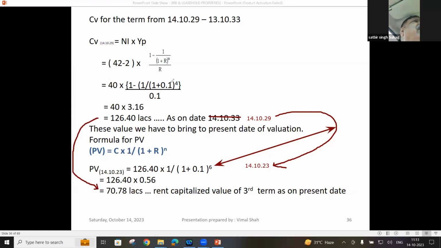So now this is the rent capitalized value of the third term as on the present date of valuation. Sir, why can't we bring that first term, like 3 years, to present value?